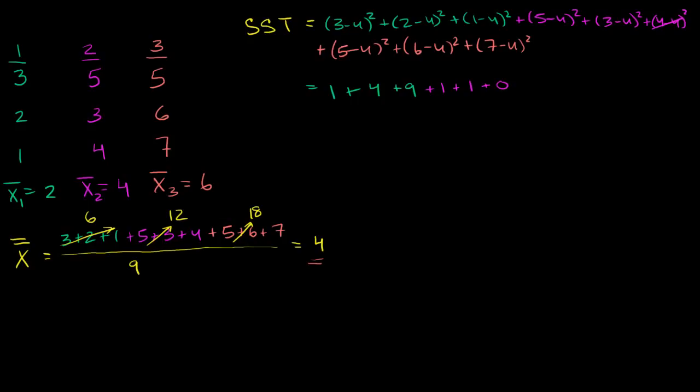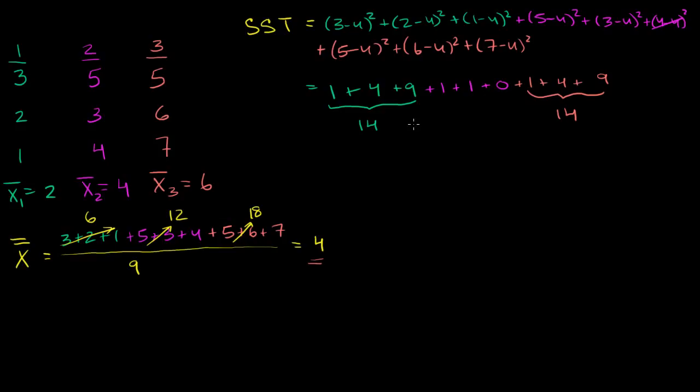And then we have these last 3 data points. 5 minus 4 squared, that's 1. 6 minus 4 squared, that is 4, right? That's 2 squared. And then plus 7 minus 4 is 3 squared is 9. So what's this going to be equal to? So I have 1 plus 4 plus 9. That's 5 plus 9. This right over here is 14. And then we also have another 14 right over here, because we have a 1 plus 4 plus 9. So that right over there is also 14.